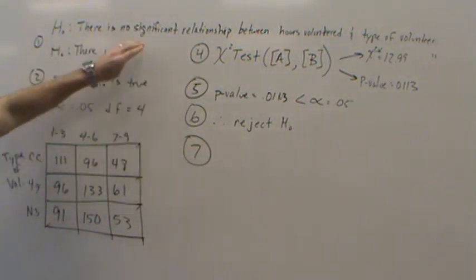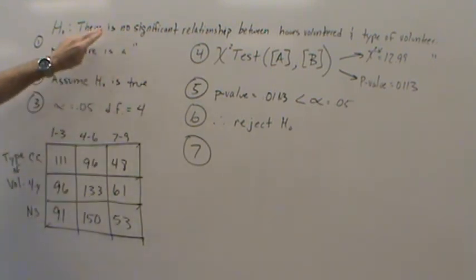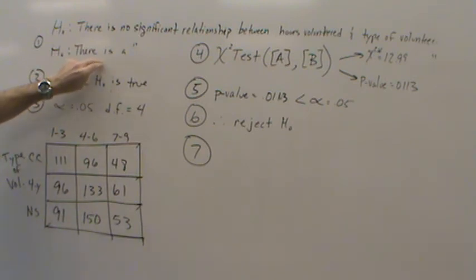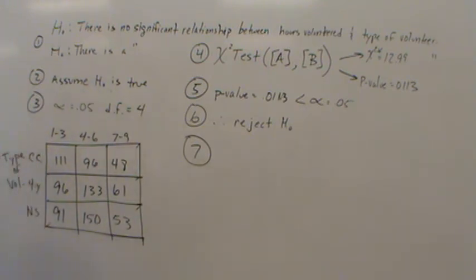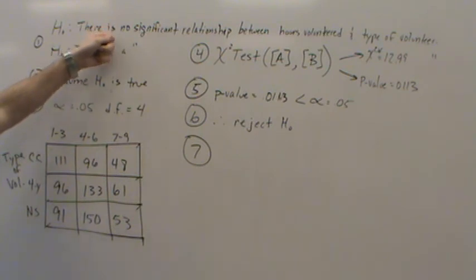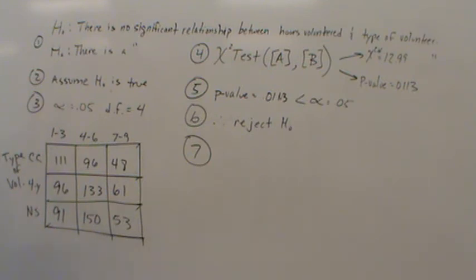Now, step 7. What does that mean for the claim? We're rejecting the null hypothesis, which means there is significant evidence to support that the two variables are dependent. Okay? Or there's very strong evidence to reject that they are independent, depending on what the claim is, based on the sample data and an alpha level of 0.05.